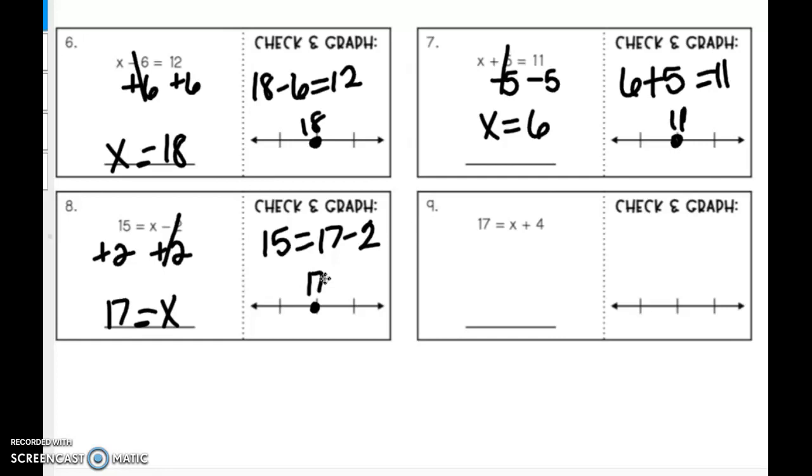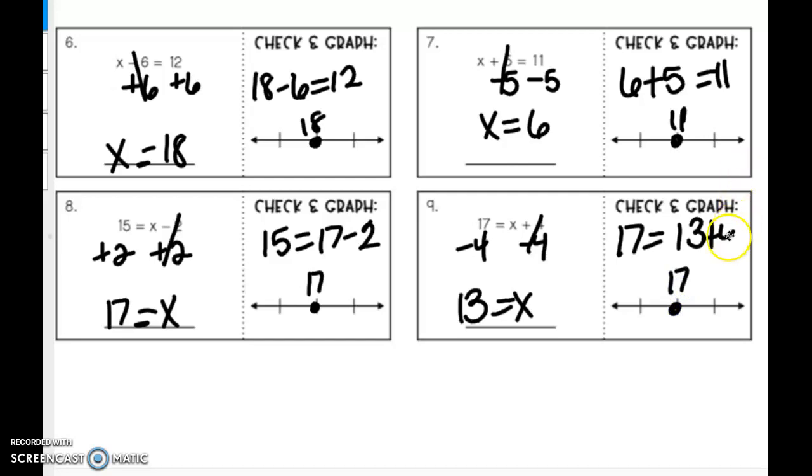Number 9, we are doing plus 4, so the opposite of adding 4 is to subtract 4. And remember, whatever you do to one side, you must do to the other to keep it balanced. So positive 4 minus 4 is 0. So we're left with x. And 17 minus 4 is 13. And again, 13 plus 4, we know it does equal 17. Oh, sorry. This should be the number we put in. Let me fix that. 13.